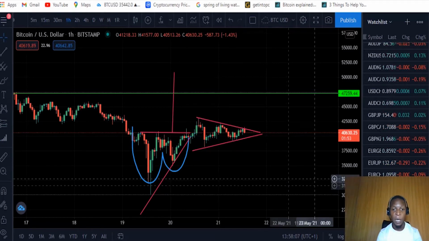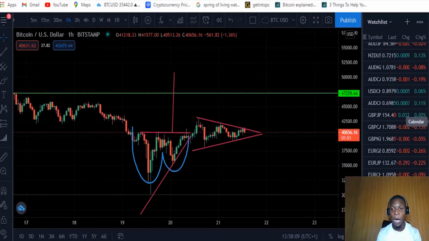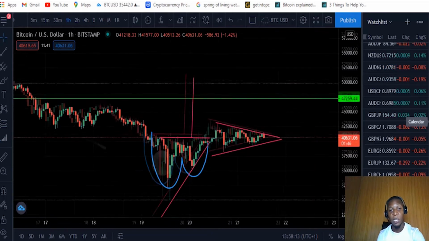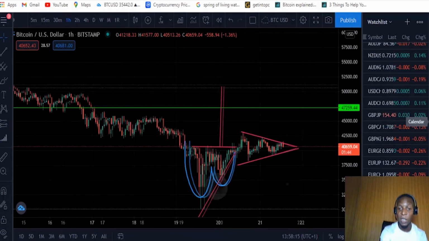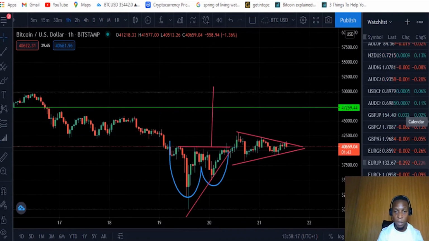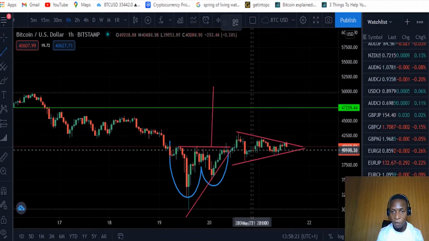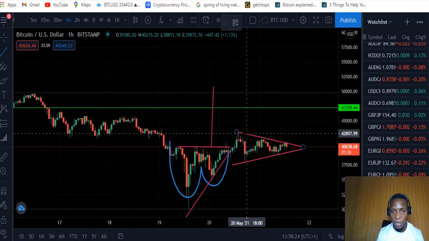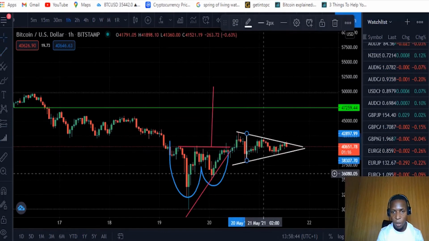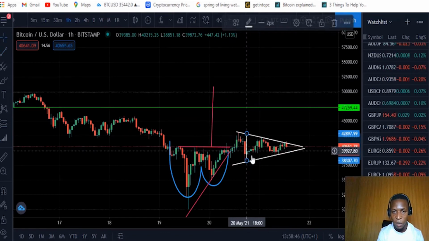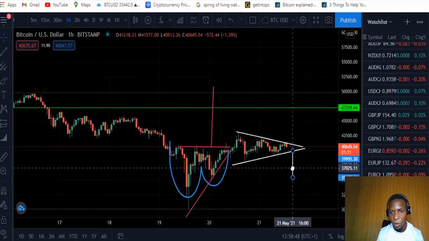So presently, you might be asking me, are we already in the bear market? Objectively, I will say no. I will say we are not yet in the bear market. So let's look at this pattern. What is the possible scenario that will play out if this pattern is to break out? Looking at it, the next possible scenario is if it breaks downward from this pattern. We can call it a symmetrical triangle.